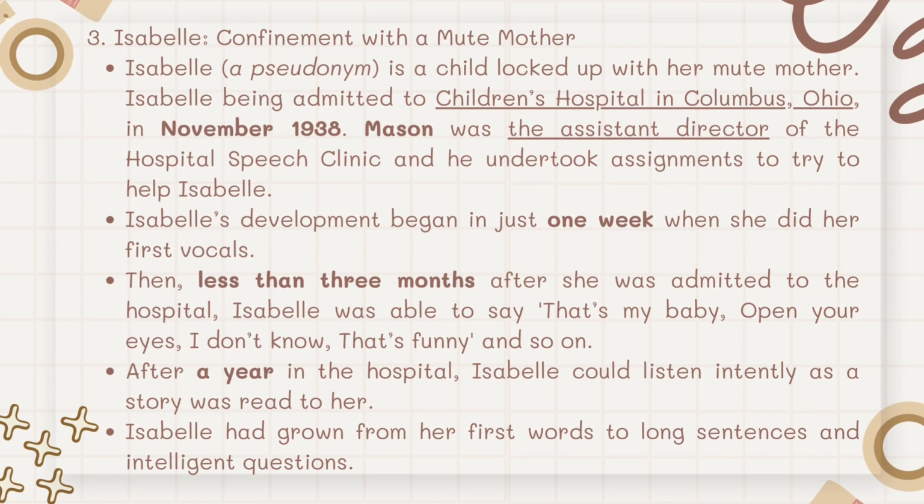Isabel's development began in just 1 week, when she made her first vocalization. Then, less than 3 months after she was admitted to the hospital, Isabel was able to say, "That's my baby, open your eyes, I don't know, that's funny," and so on. After a year in the hospital, Isabel could listen intently as a story was read to her. Isabel had grown from her first word to long sentences and intelligent questions.